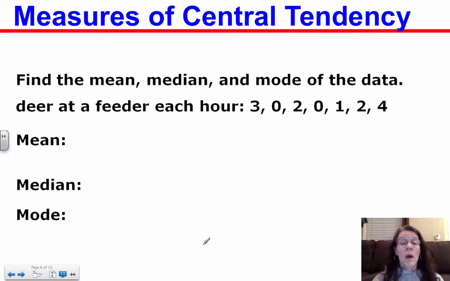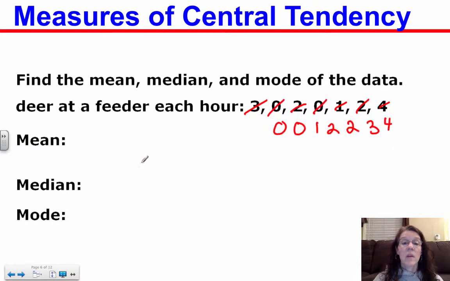Okay. It says find the mean, median, and mode of the data at a deer feeder each hour. Well, first thing, if we have to find median, we're going to have to put things in order from least to greatest. So I've got a 0, and I would encourage you to mark them off as you write them down. I've got another 0. That way you know you haven't missed any. I've got a 1. I've got a 2 and then another 2, so I'm going to mark both those off. And then I have a 3 and a 4. So I've got my 4, I've got my 3.